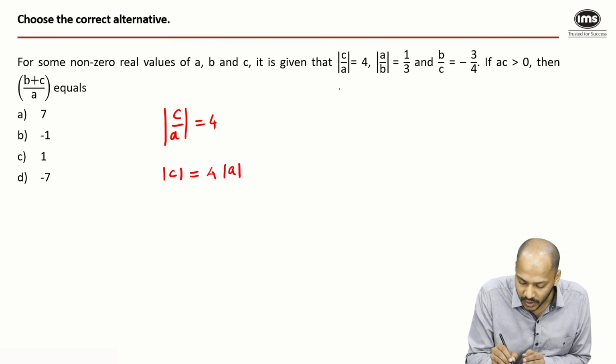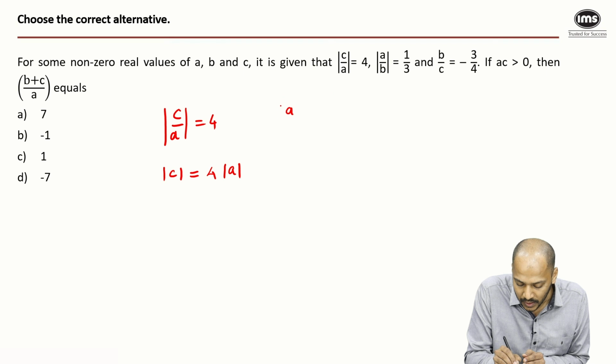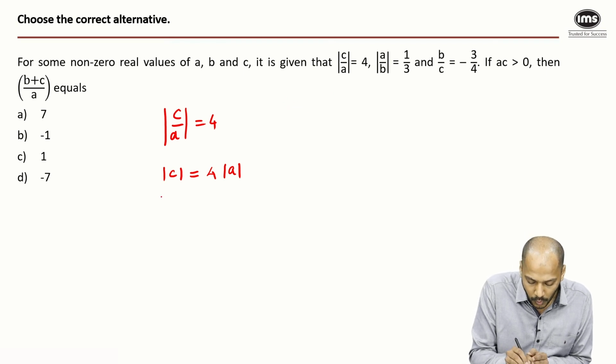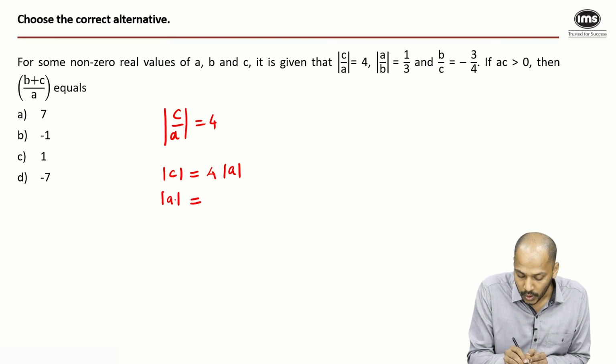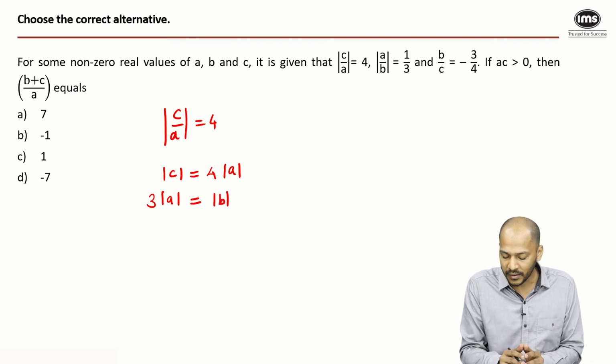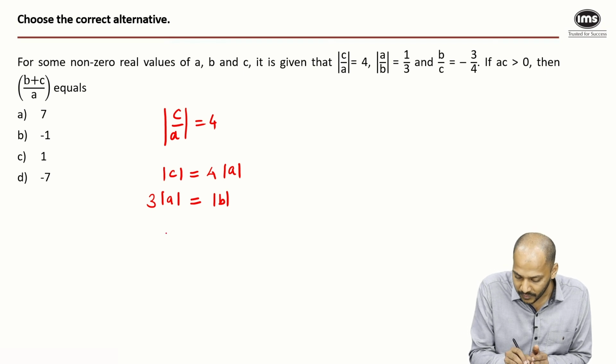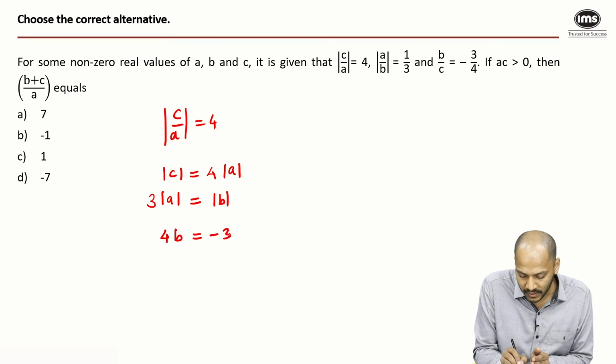Similar thing has been given for a and b also, so I'll write it directly, one beneath the other. So mod of a is equal to 3 times mod of a, because 3 comes on the other side, is equal to mod of b. And we have been given another relation that b upon c is equal to minus 3 by 4. So from there I will be able to say 4 times b is equal to minus 3c.